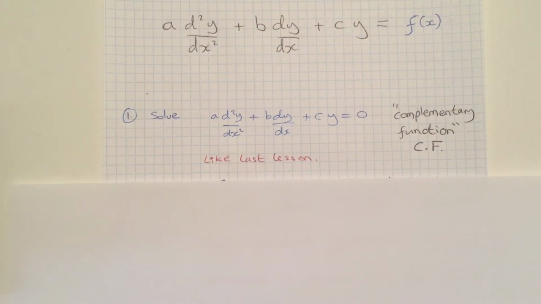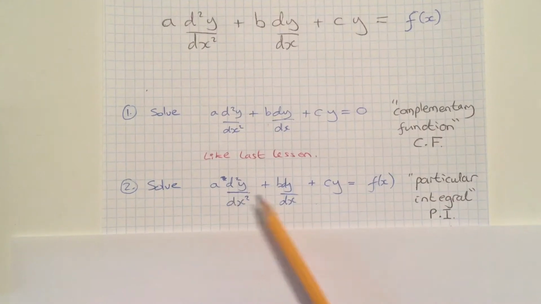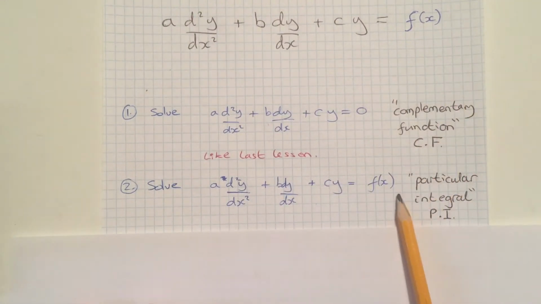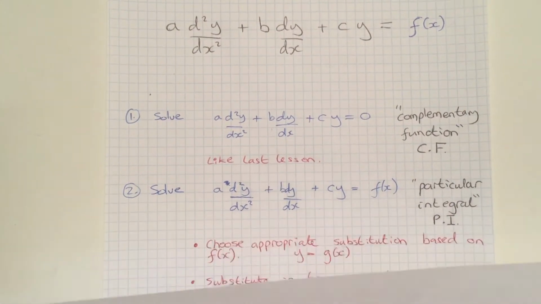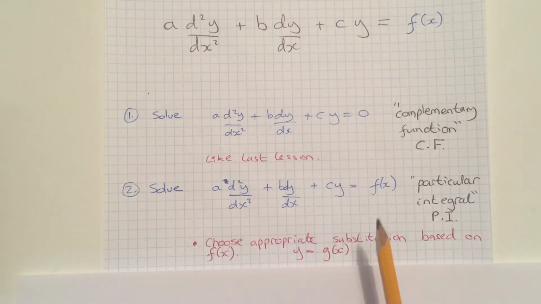Then in the second step, we're going to solve when it actually equals f of x, and that will be called our particular integral. And the way that we will do that is we will choose an appropriate substitution based on whatever this f of x function is over here.